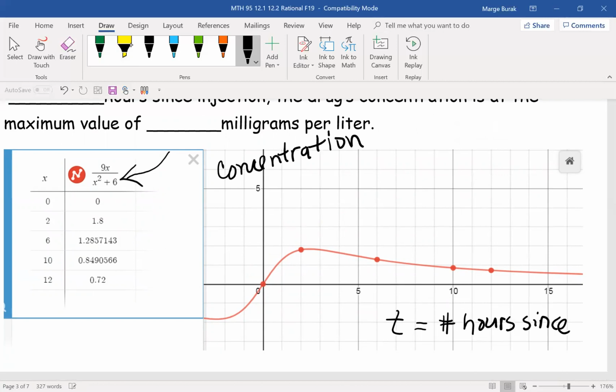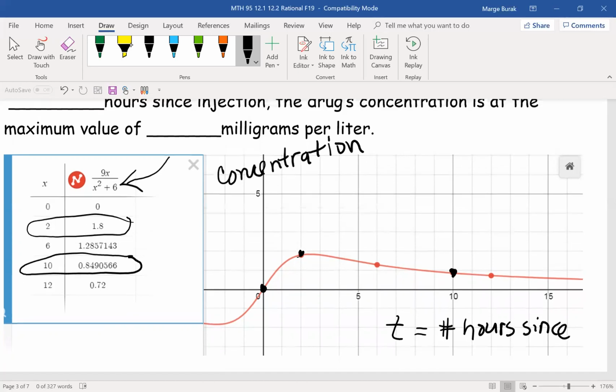Okay, so concentration on the y-axis. Okay, so you can see if we start at 0 right here, we don't give the drug, then the concentration is nothing. But after this long right here, and that is at 2, that's this right here. So after 2 hours, there's 1.8 milligrams per liter. And after 10 hours, there is, here it is, 0.849 milligrams per liter concentration in the bloodstream.